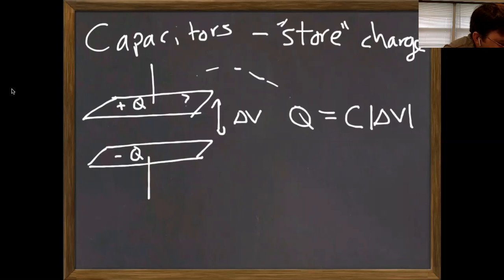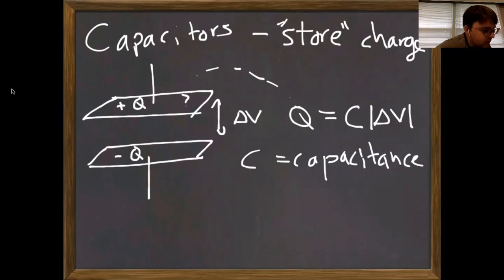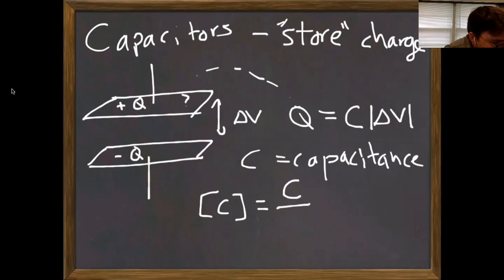C is called the capacitance, and it's the capacity to store charge. So it's how much charge per unit volt, per unit potential difference, do you get in the plate. So a big capacitor, a large capacitance, means you store a lot of charge for a relatively small amount of voltage. And the units of capacitance, from this equation, we can see they have to be coulombs, where that C means coulombs, not capacitance, per volt.